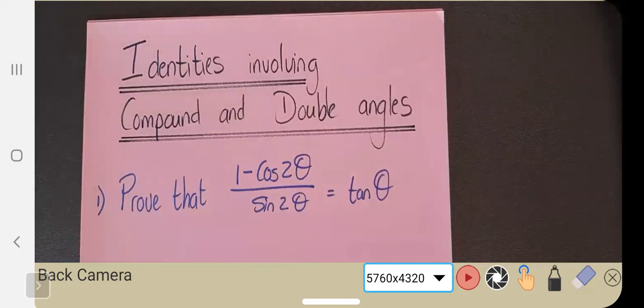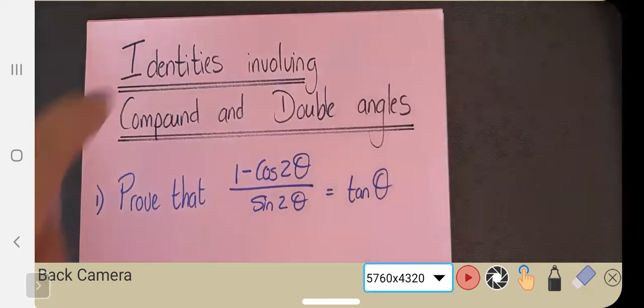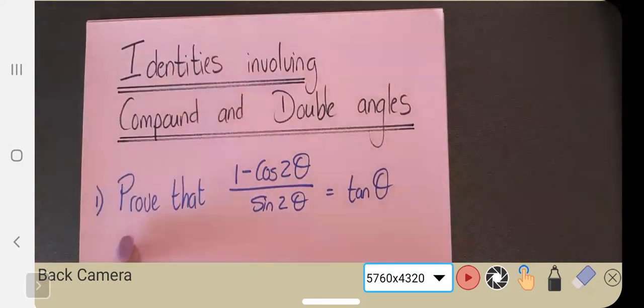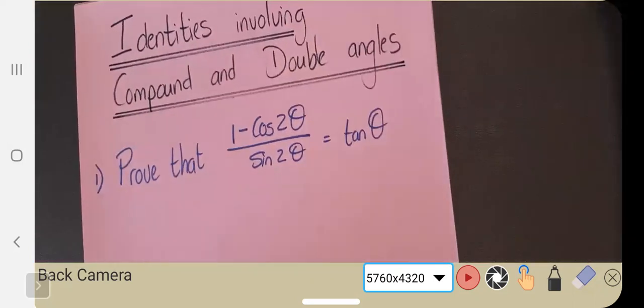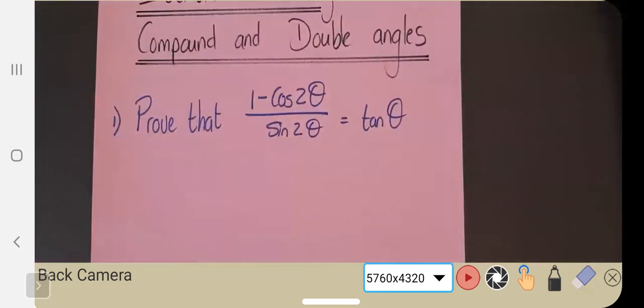Today we are going to look at identities involving compound and double angles. Now, identities is where you have to prove that the left-hand side equals the right-hand side. So let's start with this sum with its left-hand side.